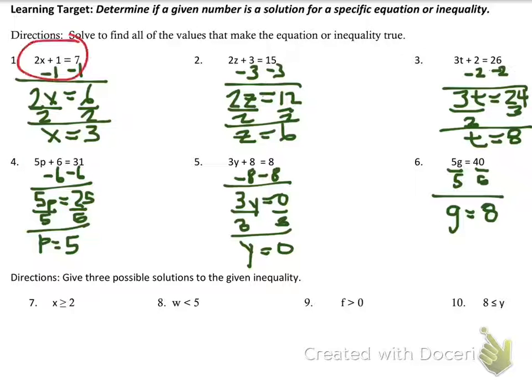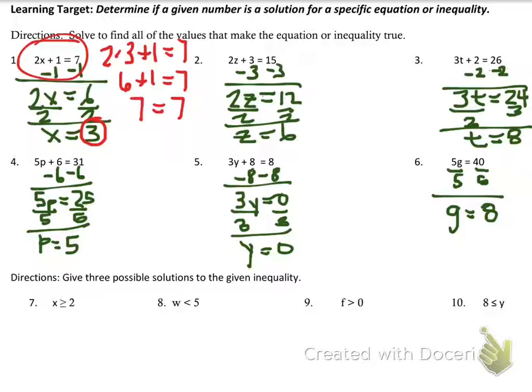So all you do is you take your original equation and you plug in the number that you found for x. So substitute. So I would have 2 times 3 plus 1 equals 7. 2 times 3 is 6 plus 1 equals 7. And then 6 plus 1 is 7 equals 7. And if that's true, then you're right. So I know for a fact that x equals 3 is the right answer. And you could do that for every one of these just to check yourself. I would do that on the test.